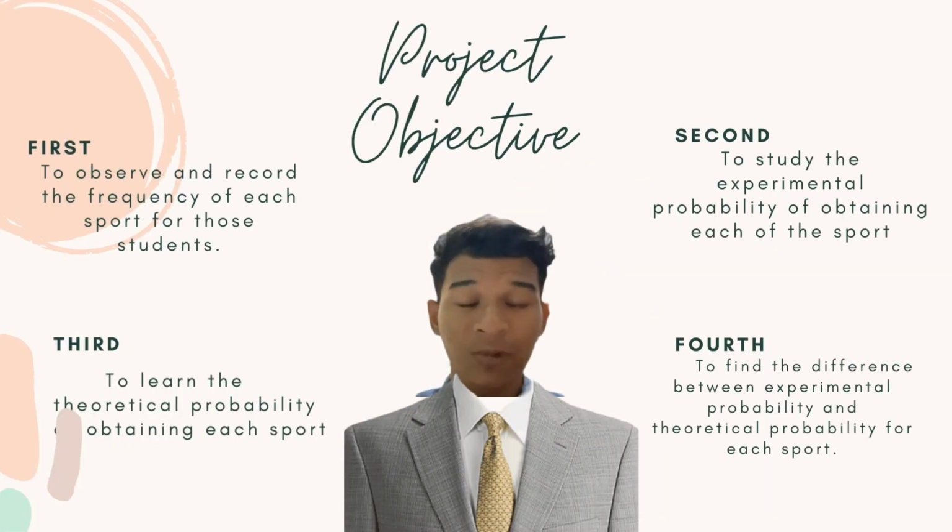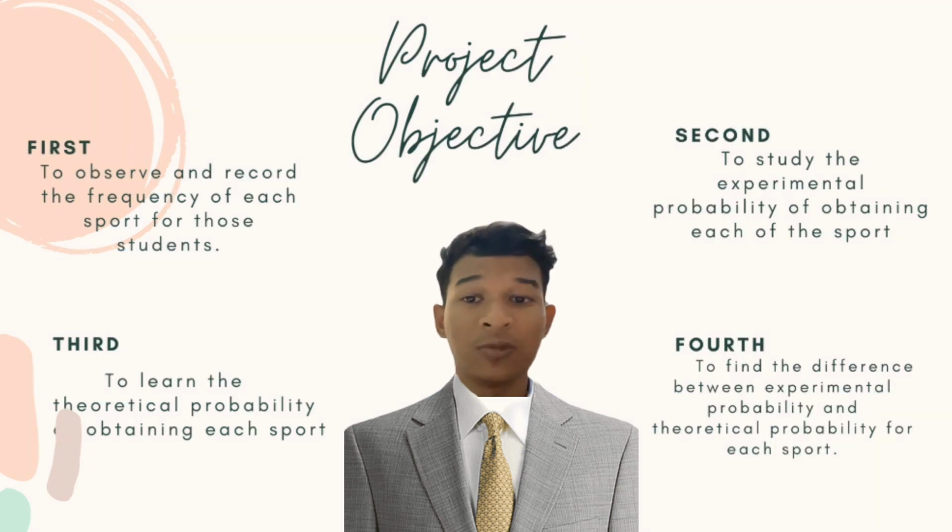Our objectives for this survey are, firstly, to observe and record the frequency of each sport for those students. Second, to study the experimental probability of obtaining each of the sports. Third, to learn the theoretical probability of obtaining each sport. And lastly, to find the difference between experimental probability and theoretical probability for each sport.